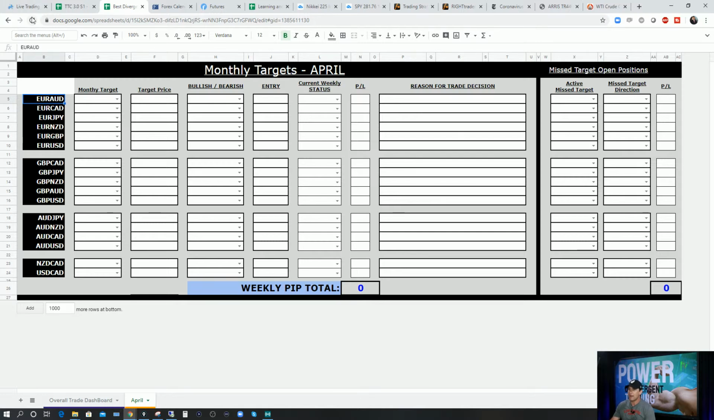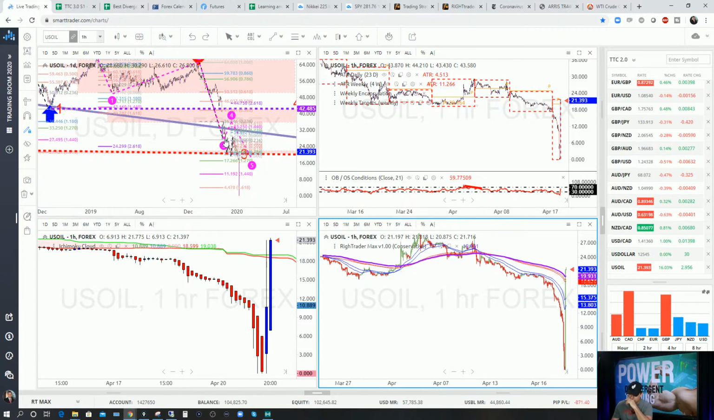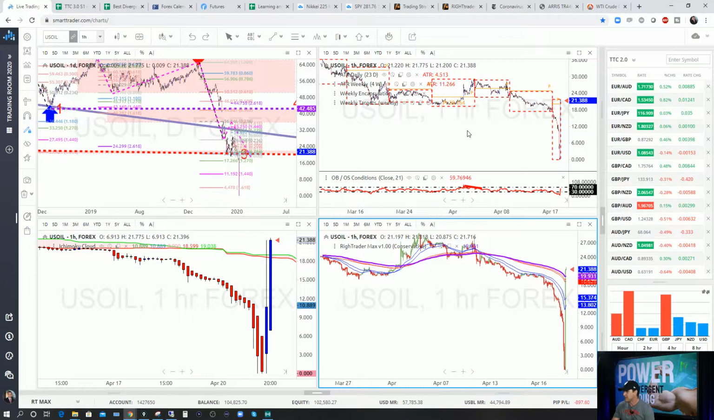So let's go to the Euro Aussie Dollar right here, and take a look at Euro Aussie Dollar. And I'm going to move up right here to the top.